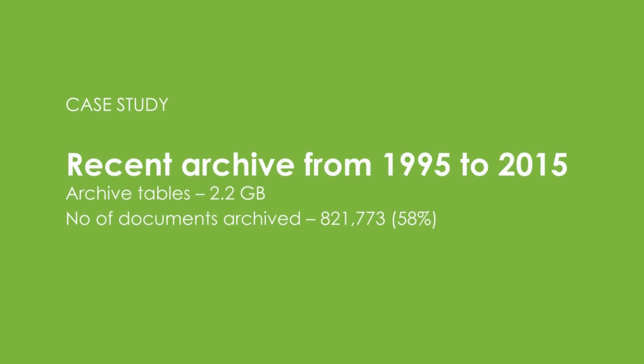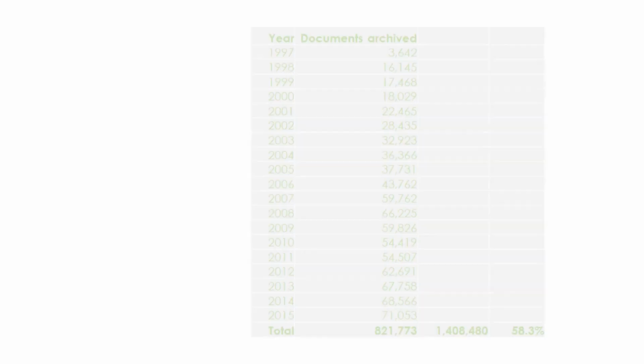Recently, Millennium did a company archive from 1995 until 2015. What we found was that the archive tables on the database amounted to 2.2 gigabytes. The number of documents archived were 821,000, which represented 58% of the total documents within that company.